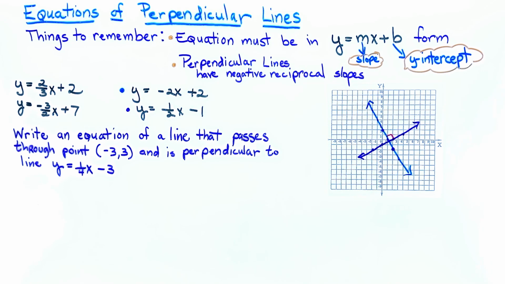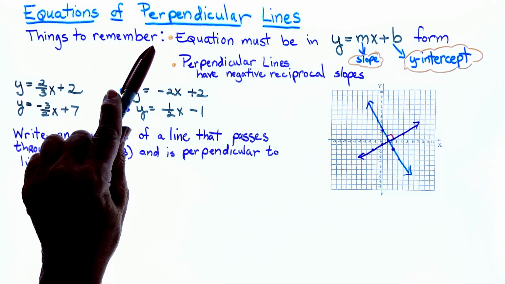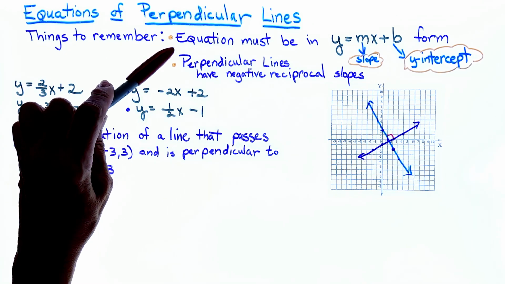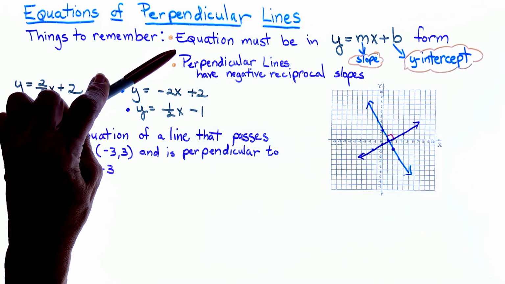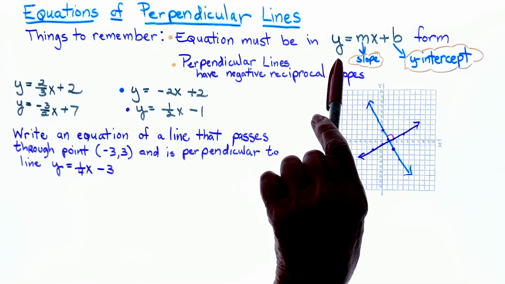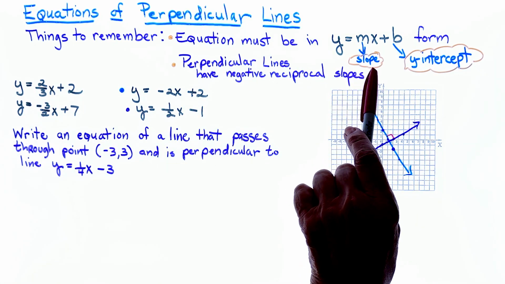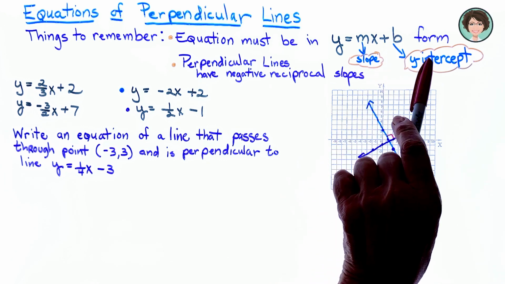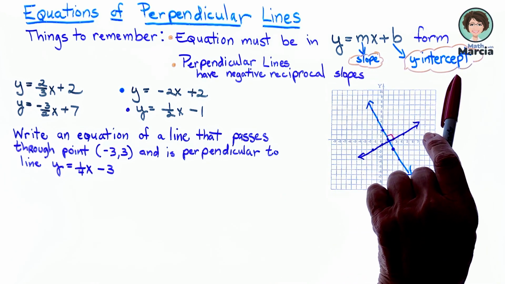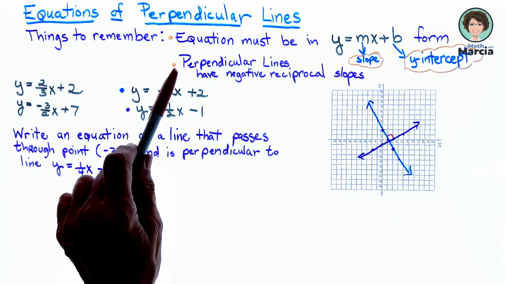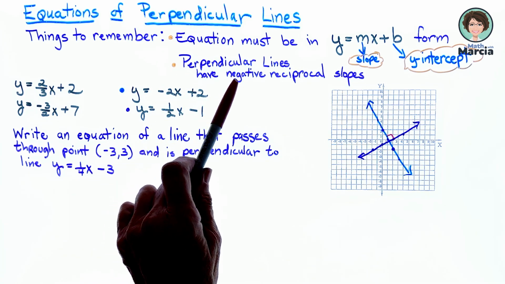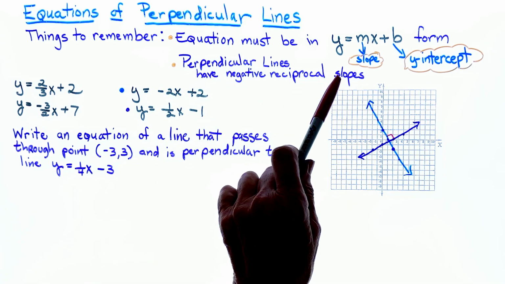For this lesson, we're going to be talking about equations of perpendicular lines. There are a few things that we do need to remember. First of all, the equations must be in y equals mx plus b form, where the m is the slope, just a reminder, and the b is the y-intercept. Also, perpendicular lines have negative reciprocal slopes.